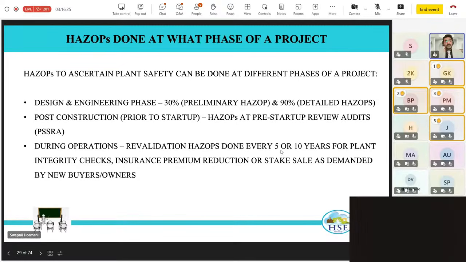Next, you do it for insurance premium, because insurance in oil and gas, or any sector for that matter, is considerably high. That premium reduction can only be achieved if you have done a HAZOP at a timely level, every 5 years or every 10 years, as required by the insurance agency. So that is important again. Or they do it at a stake sale, because the new buyer or purchaser of your asset would not know where the gaps in your design or safety are. So they would emphasize doing such a safety or integrity check before they go for a stake sale or stake purchase. So that is another instance where you do a detailed HAZOP or a revalidation HAZOP.